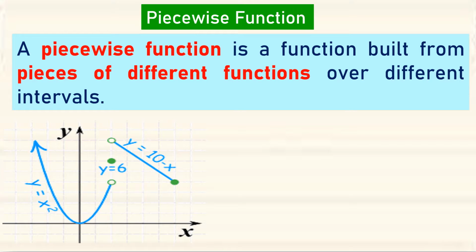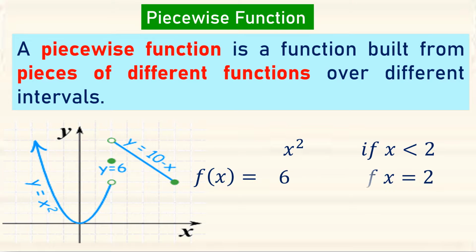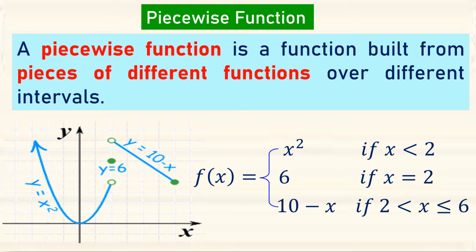So supposing we have this graph, it is defined by a piecewise function. f(x) is equal to x squared if x is less than 2, f(x) is equal to 6 if x is equal to 2, and f(x) is equal to 10 minus x if x is greater than 2 but less than or equal to 6. So this is an example of a piecewise function.